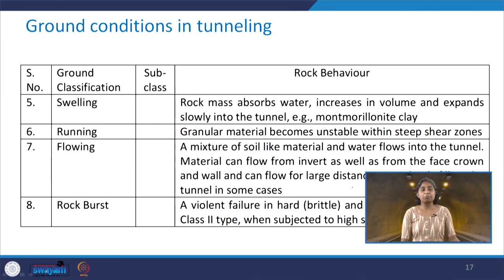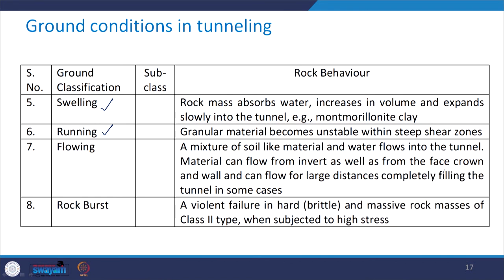Then the fifth type of ground classification is swelling. The rock mass absorbs water and increases in volume because of that, or expands slowly into the tunnel. Such behavior you can see where minerals like montmorillonite clays are available. Then the sixth condition is the running ground condition. In this case, the granular material becomes very unstable in steep shear zones.